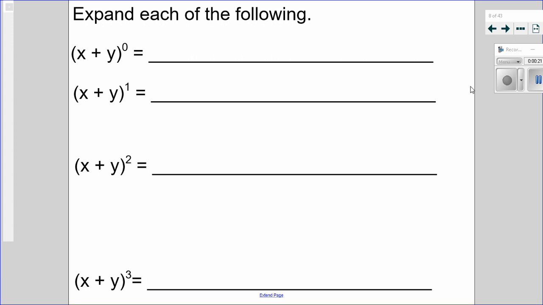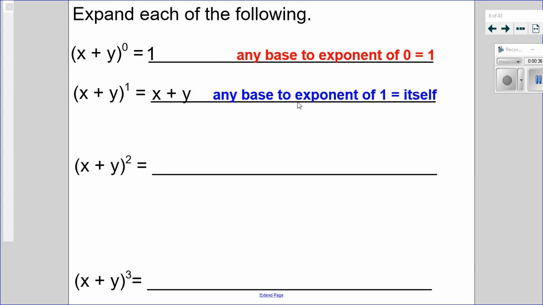So let's start first of all with x plus y, that's a binomial, two terms, to the exponent of 0. Well, that's just 1 because any base to an exponent of 0 equals 1. X plus y to the exponent of 1. That's just x plus y, because any base to an exponent of 1 just equals itself.